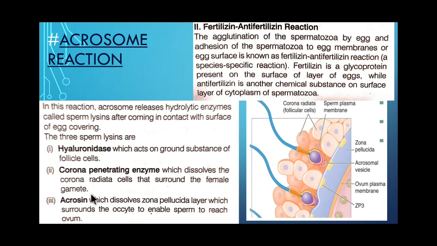Now this compatibility reaction also stimulates the development of an outgrowth by the oocyte called the fertilization cone or cone of reception. This reaction is determined by special proteins present over the zona pellucida and the sperm surface, called fertilizin in the case of the egg and anti-fertilizin in the case of sperm. All the receptors present on the zona pellucida are identified, and the optimum pH, magnesium ion, and calcium ion are essential for fertilization. Fertilizin is a glycoprotein present on the surface layer of the egg, while anti-fertilizin is another chemical substance on the surface layer of the cytoplasm of spermatozoa.